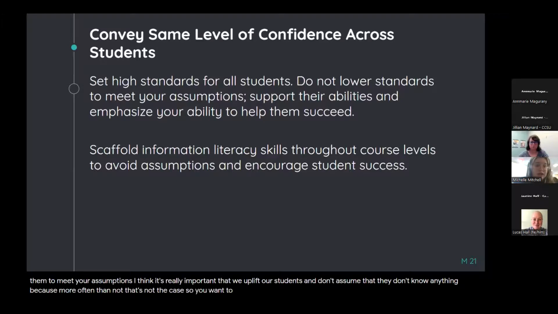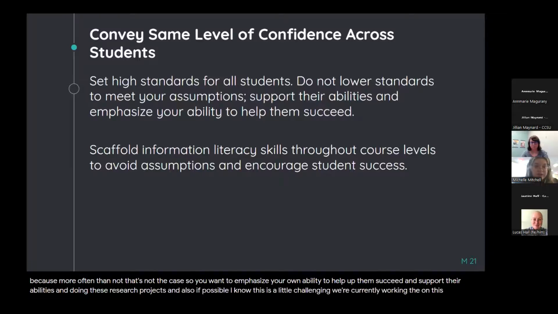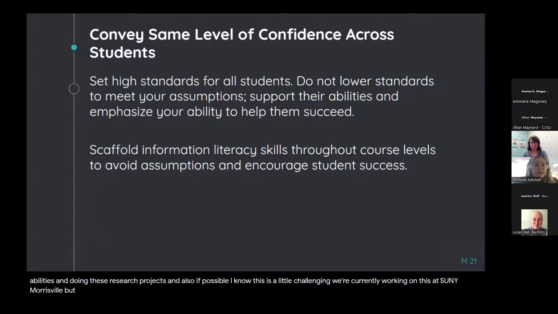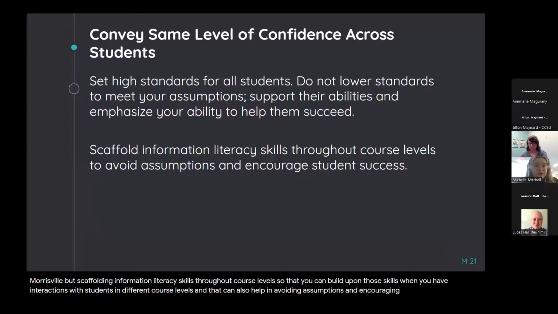So you want to emphasize your own ability to help them succeed and support their abilities in doing these research projects. And also, if possible, I know this is a little challenging, we're currently working on this at SUNY Morrisville, scaffolding information literacy skills throughout course levels so that you can build upon those skills when you have interactions with students in different course levels. And that can also help in avoiding assumptions and encouraging student success.